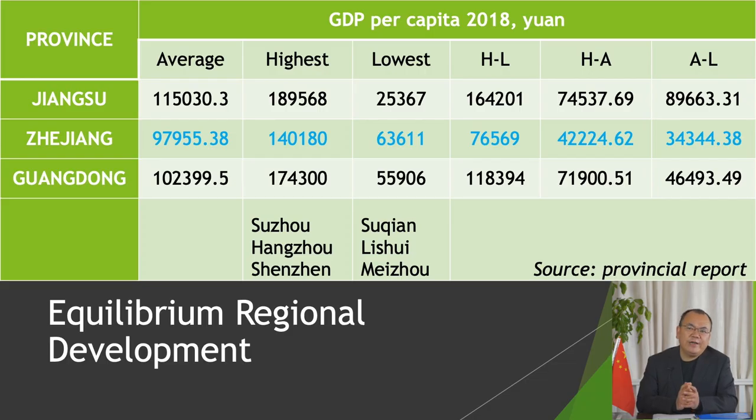So you can read from this picture, for Zhejiang province, every area, their development are equilibrium. Well, the other two provinces, even they have a higher average GDP per capita, and the highest is higher than Zhejiang, however, Zhejiang keep a balanced development. The gap between different regions is quite small. The margin is quite small.